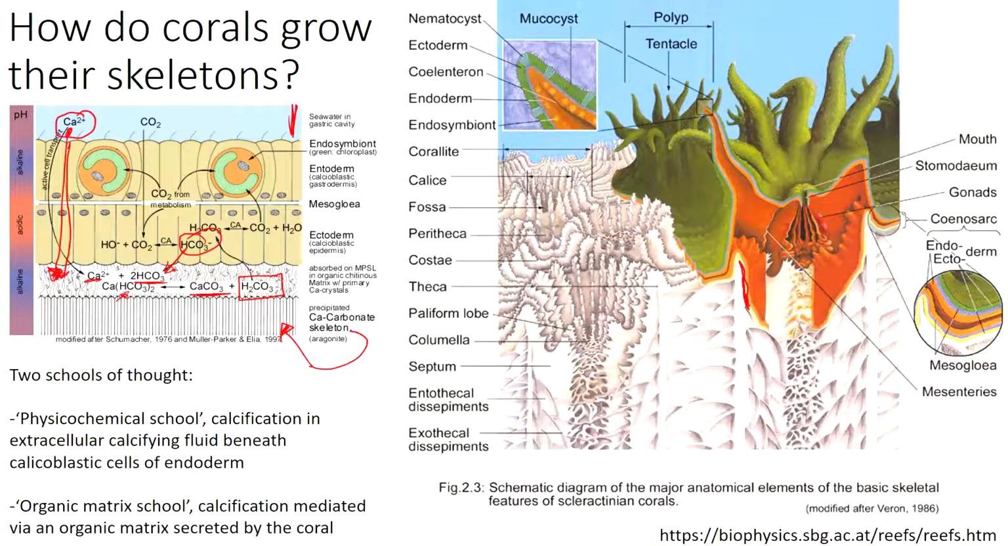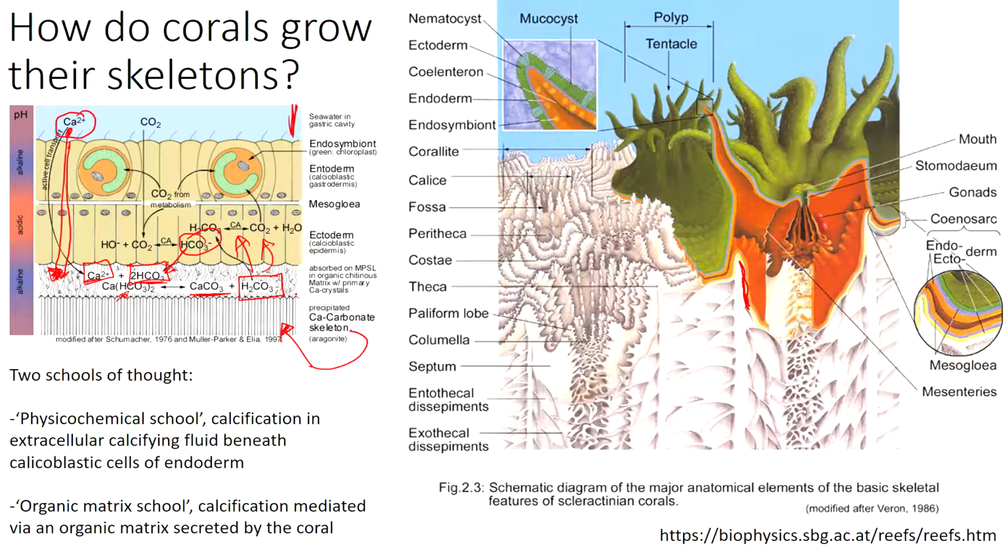We need to take that acid and get it out of this calcification space. That also involves the enzyme carbonic anhydrase, which is great. So the coral can be pumping the reactants into the calcification site. The calcium is pumped in and the bicarbonate is pumped in, and the waste acid is taken away, which is super cool.